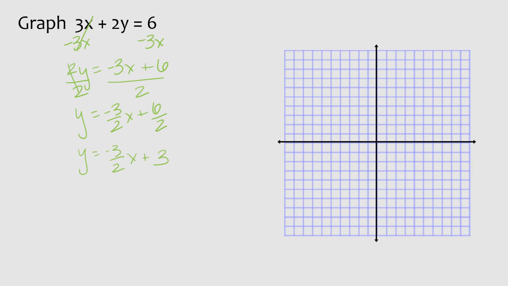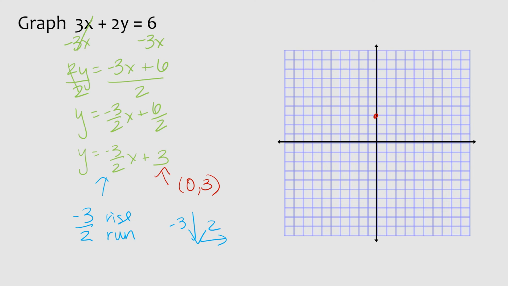Okay, so I took away 3x from both sides, and I get 2y equals negative 3x plus 6. I divided both sides by 2 to get y by itself, and then I reduced. So I ended up with a y-intercept of (0, 3), and I ended up with a slope of negative 3 over 2, where this is my rise, and this is my run, so it's going to go down 3 over 2. Again, I draw this almost every single time so I don't get confused.